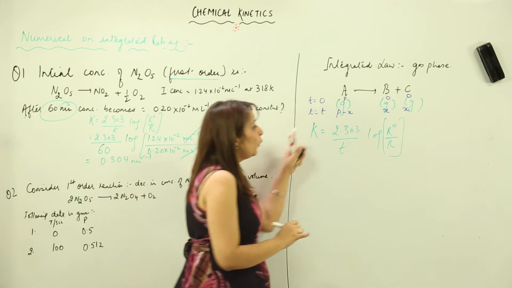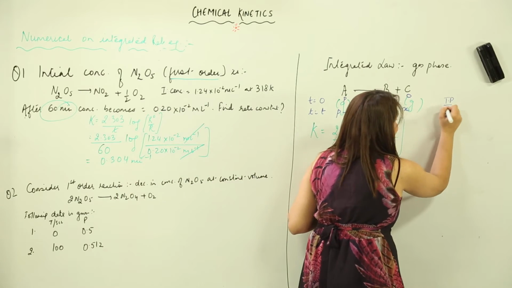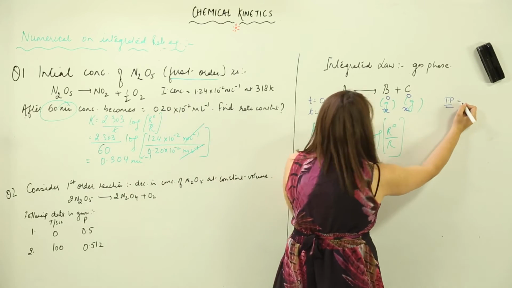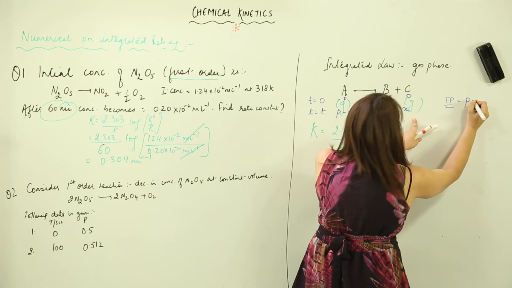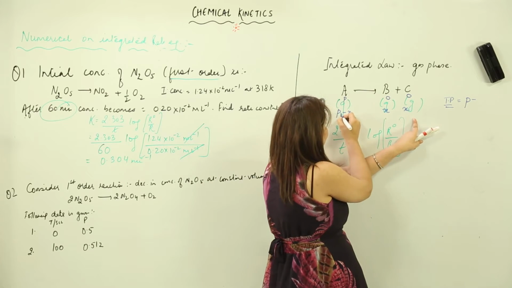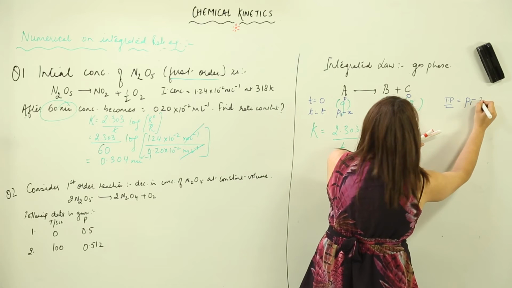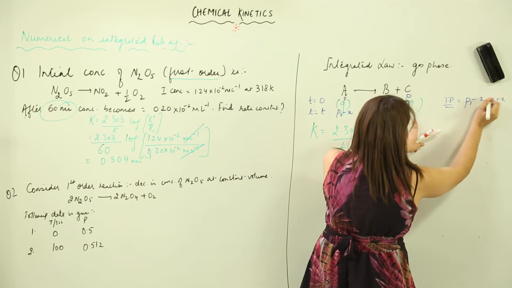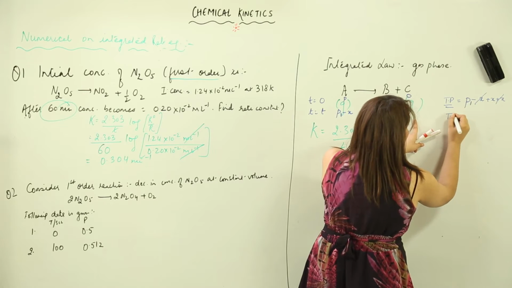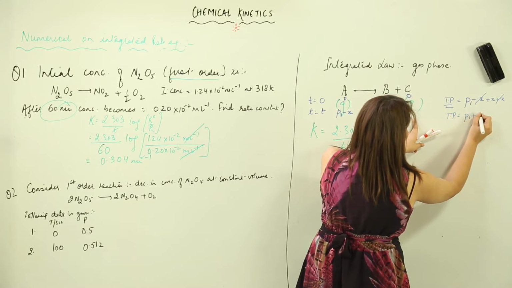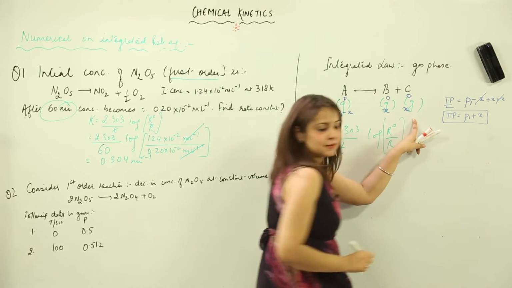So what is going to be the total pressure if we indicate at time t? It is going to be this plus this. So it is P1 minus x, let us take P1 because it is initially taken as P, plus x plus x, and it cancels out. So total pressure is equal to P1 plus x.